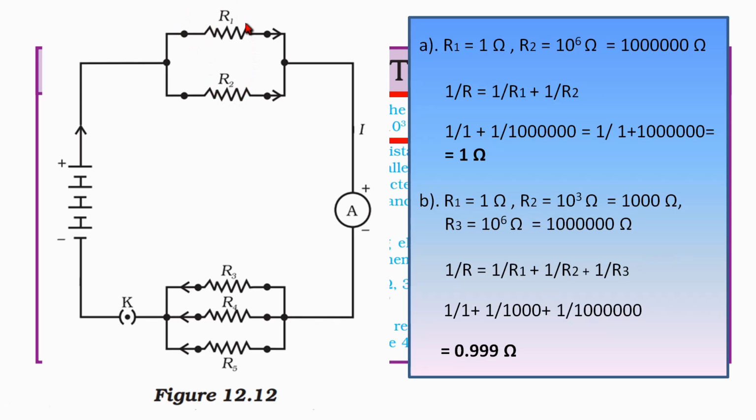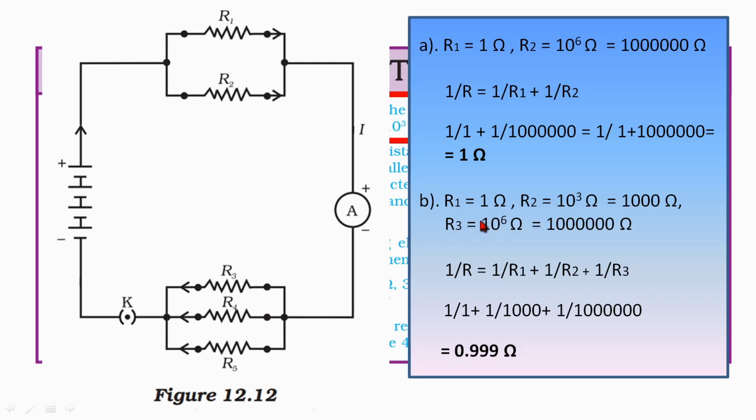Again we can see the previous diagram. In question number 1, part A, we take R1 as 1 ohm and R2 as 10 to the power 6. They are in parallel combination, so 1 over R is equal to 1 over R1 plus 1 over R2, which is 1 over 1 plus 1 over 10 to the power 6, which comes almost to 1. So the resultant combination of the resistors will be 1 ohm, because R2 is almost a non-conductor of electricity. In the system only R1 will be counted.